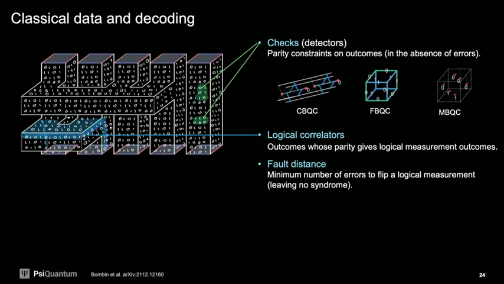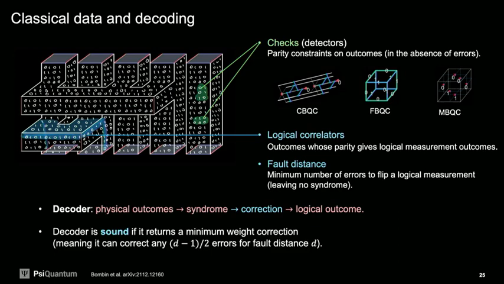We also have the notion of the fault distance, which says that, you're probably familiar with the code distance. Fault distance is just the same kind of idea, but for a protocol. It's the minimum number of errors, according to whatever error model you have, to flip a logical measurement outcome without leaving a syndrome. Okay, so decoder, I'm sure most people are familiar with this.